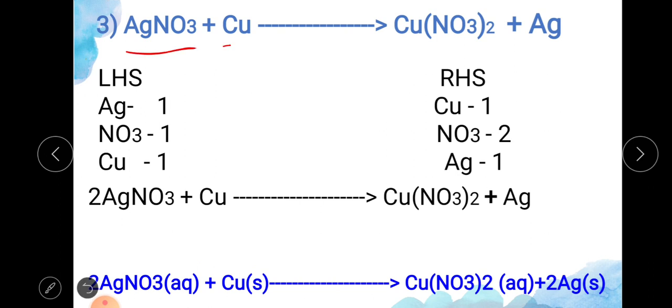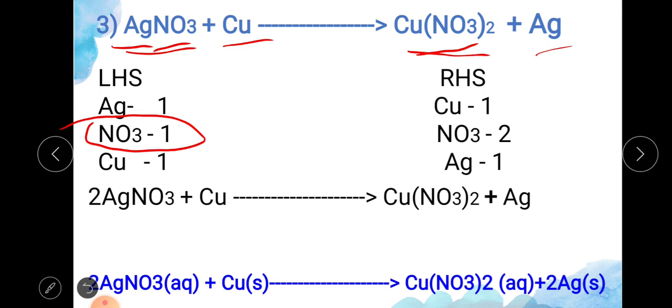Reaction of silver nitrate with copper to give copper nitrate plus silver. Okay, here you keep in point one more notice that. See here, students, still we balanced only single elements here, but NO3 in reactant and product also NO3 is there. We can't write N and O separately. This NO3 we will take as a whole, as a molecule. NO3 is nothing but nitrate.